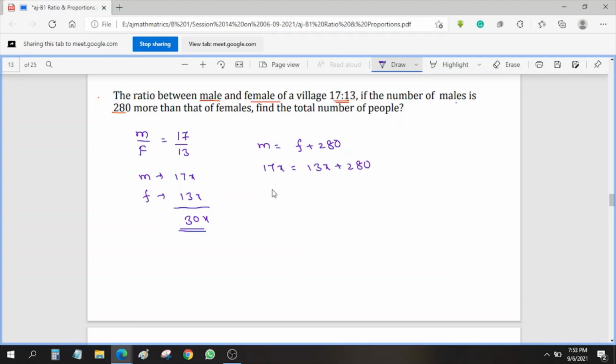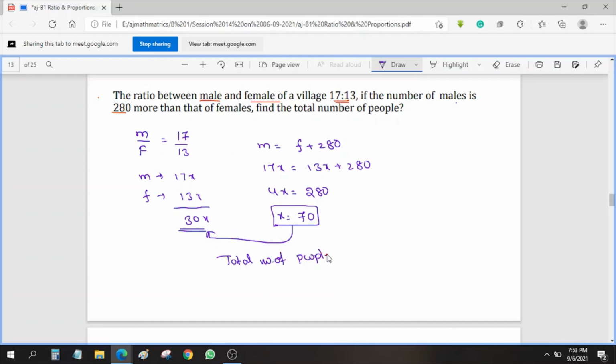Okay, now let's take it to 13x this side. So you will get 4x, and 4x equals 280. X is equal to what? 70. Now we are getting x equals 70, and the total number of people. Total number of people are what? 30x.